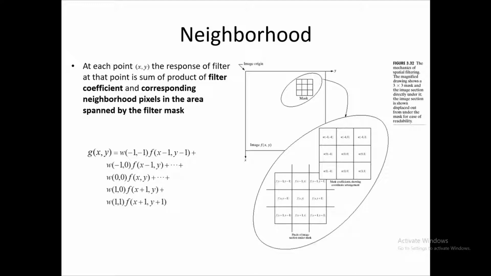This means that our focus in the following discussion is on filters of odd sizes. For a mask of size m by n, we assume that m is equal to 2a plus 1 and n is equal to 2b plus 1, where a and b are positive integers.